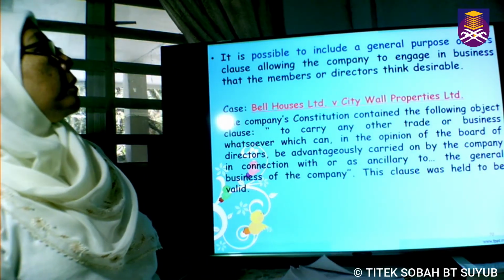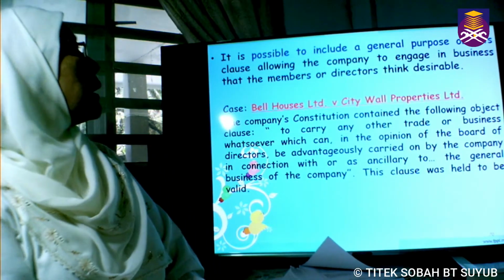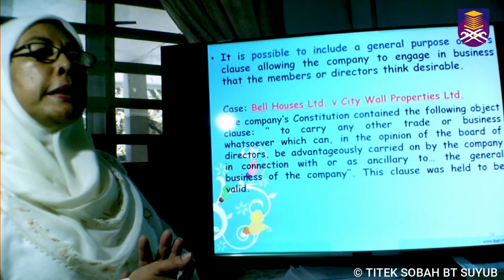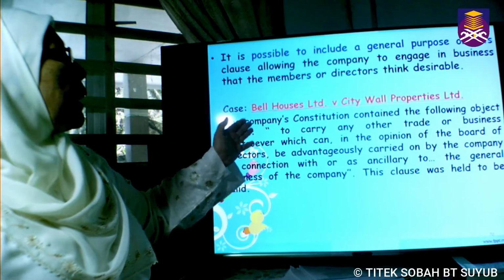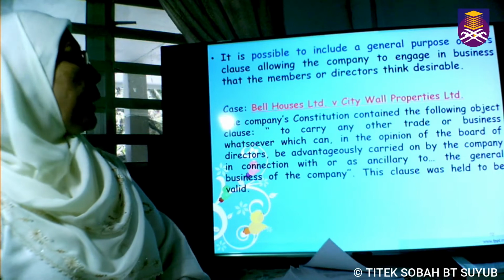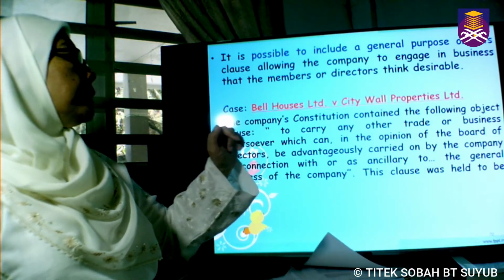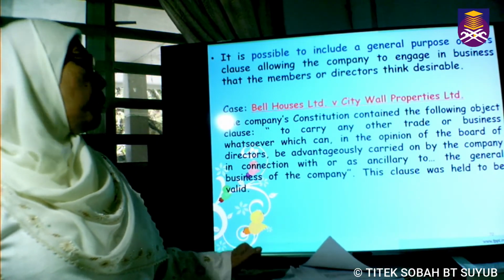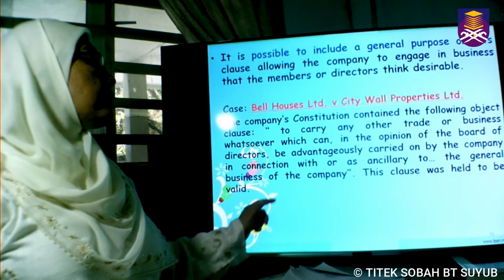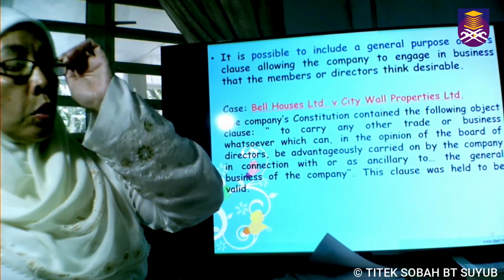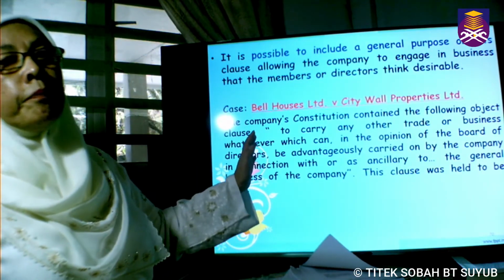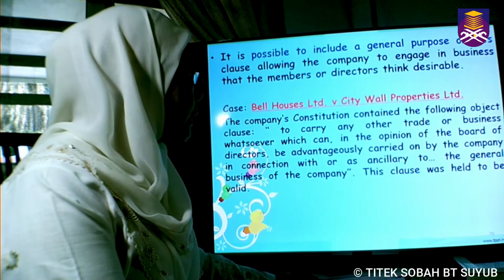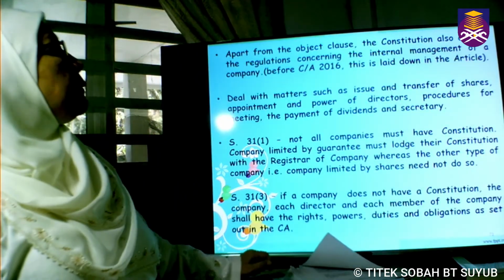So it is possible to include a general purpose object, okay, to allow the company to engage in business that the members or directors think desirable. So meaning the object need not be specific, like the case of Bell Houses Limited v City Wall Properties Limited, whereby the object clause says to carry on any other trade or business whatsoever which can, in the opinion of the board of directors, be advantageously carried on by the company in connection with or as ancillary to the general business of the company. So now they are giving the discretion to the directors. Okay, as long as ada kena-mengena dengan general business of the company, they can do it. Okay, so this was discussed, and it has to be valid. Okay.